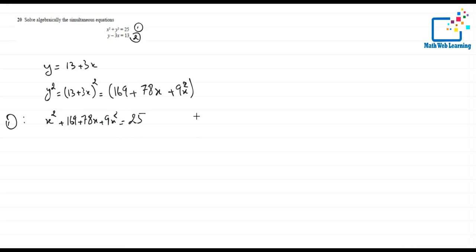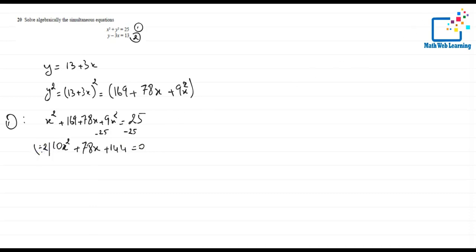Okay, so now we need to collect the like terms. So we have 10x squared plus 78x, and we need to do minus 25 for both sides, and that will give us 144 equals 0. All the numbers here are even, so we can divide everything by 2.